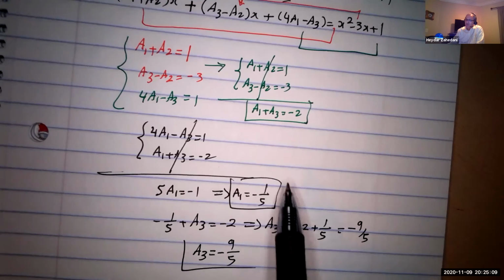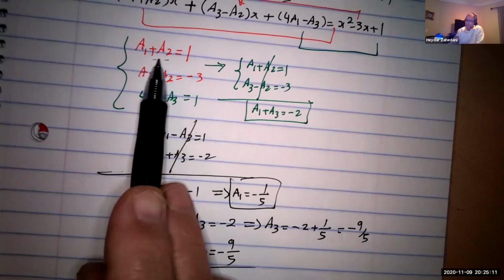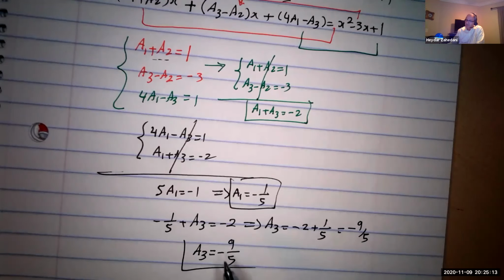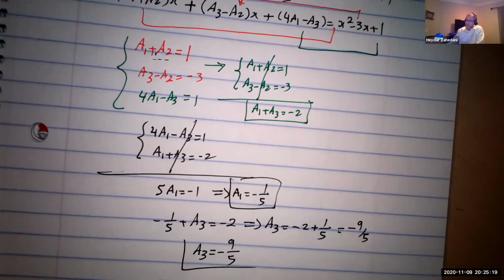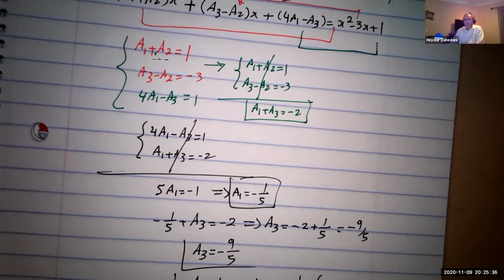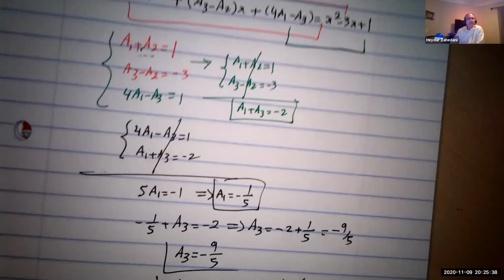Then you need the a2, put it in the first one. So in the first one, you have a1, okay, is a negative 1 fifth, plus a2 equal to 1. So a2 is equal to the 1 plus 1 fifth, which is a 6 fifth. So a2 would be 6 fifth. Okay, it's the same answer.